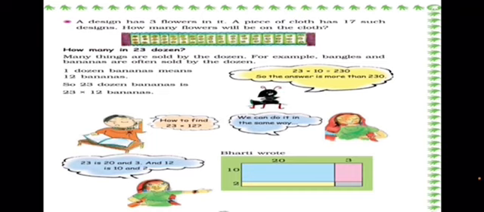Now, how many in 23 dozen? How many things are sold by the dozen? For example, bangles and bananas are often sold by the dozen. 1 dozen bananas means 12 bananas. So 23 dozen bananas is 23 multiplied by 12. Okay. So 23 multiplied by 10 is 230. So the answer is more than 230.